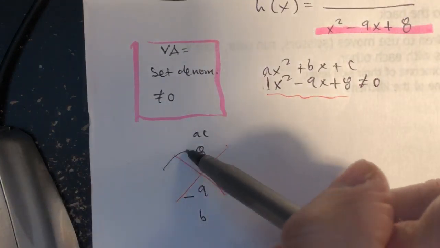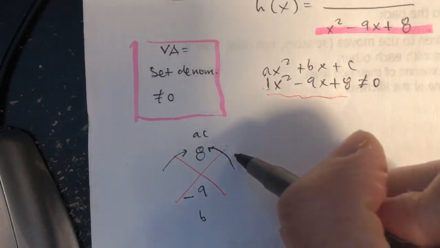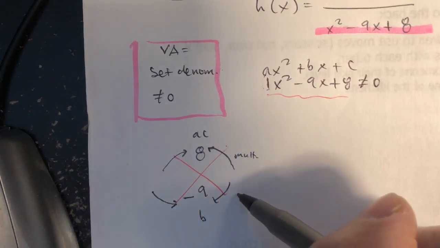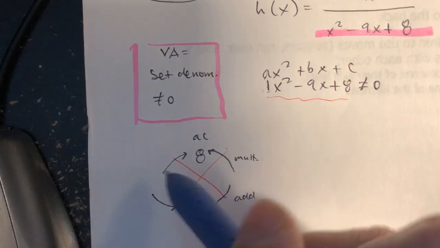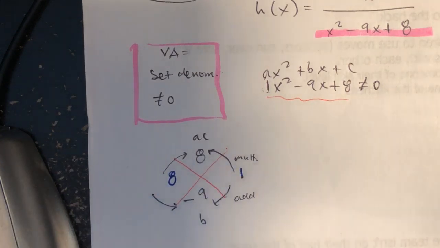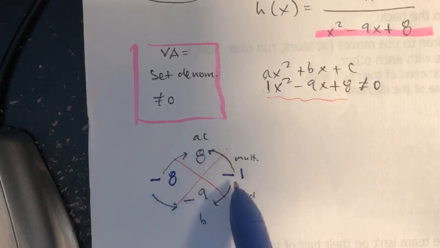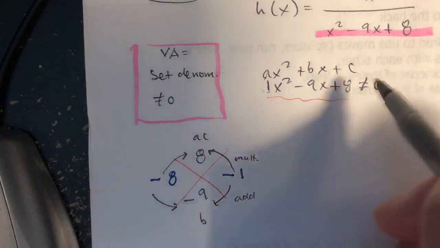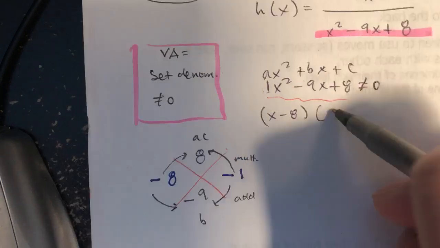We need to think of two numbers that multiply, or their products, equal 8. And the same two numbers, they add, or their sum is -9. So I'm going to think of those numbers, 8 and 1, and if you make those negative, -1 times -8 gives you a +8, -8 plus -1 gives you a -9. So if I factor this, now I have x minus 8 and x minus 1.